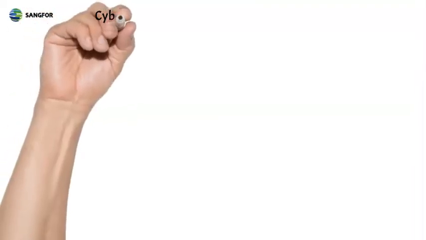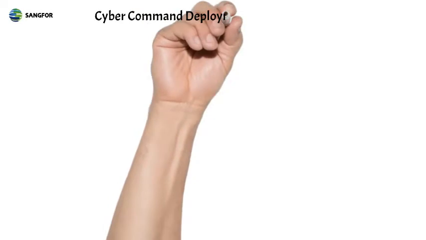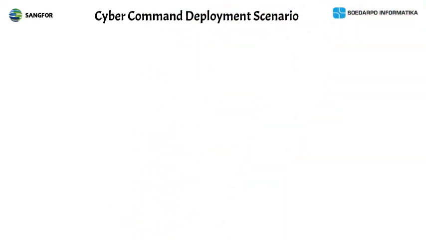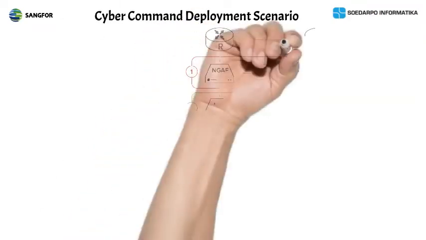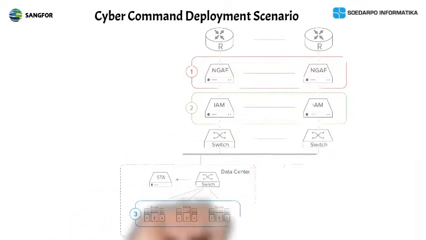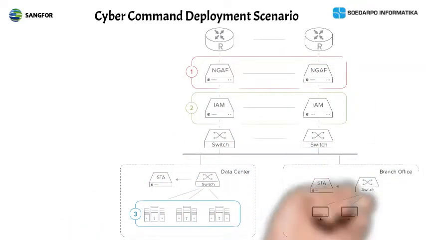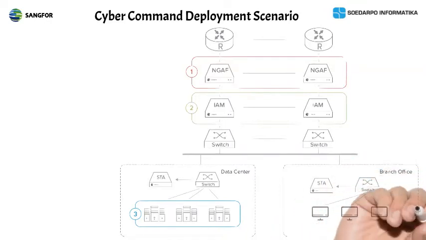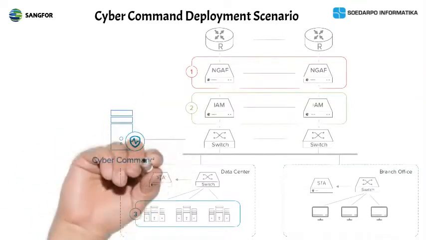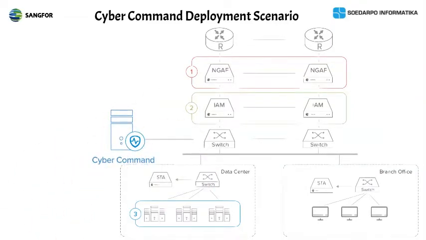Now we talk about the Cyber Command deployment scenario. This is the common structure diagram for the network. There are routers, firewalls, internet access gateways, and switches. There are end user endpoints and branch offices. Simply, we add Cyber Command to our core switch network. It will monitor and orchestrate all the other network devices and security devices, such as firewalls, internet access management, and endpoints.